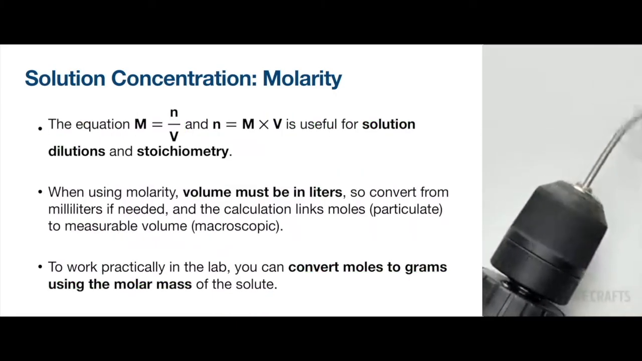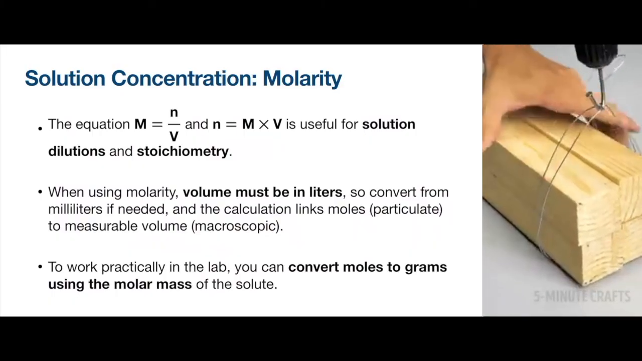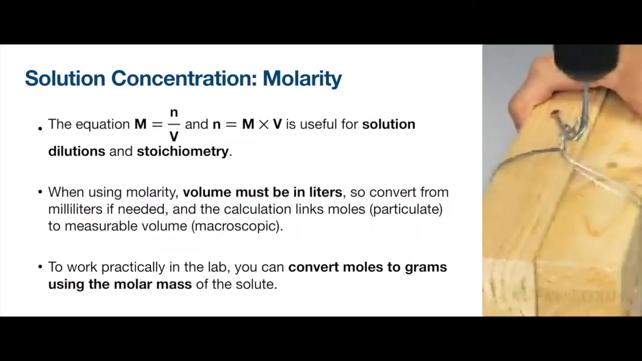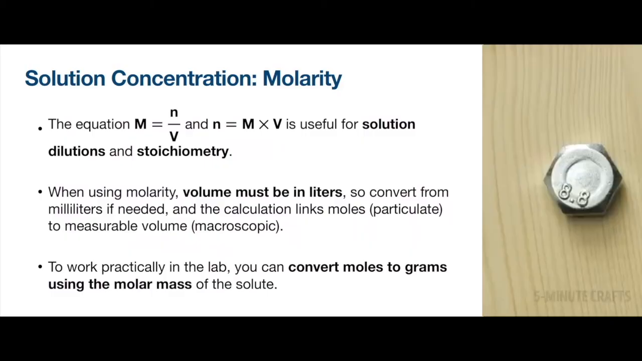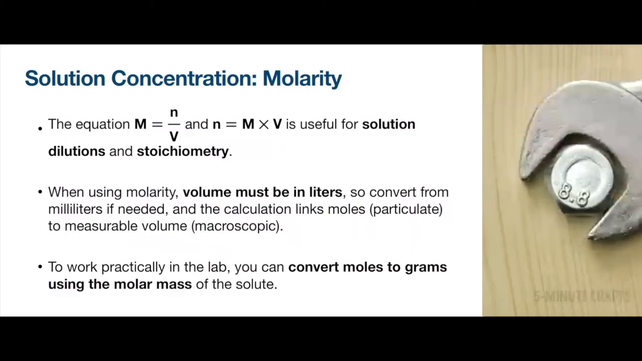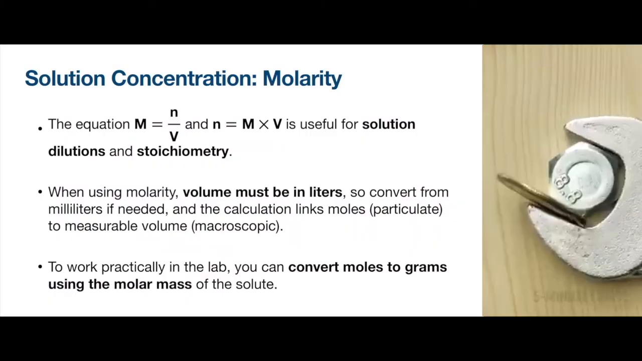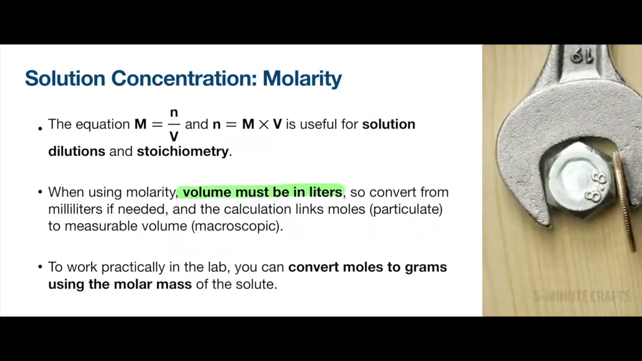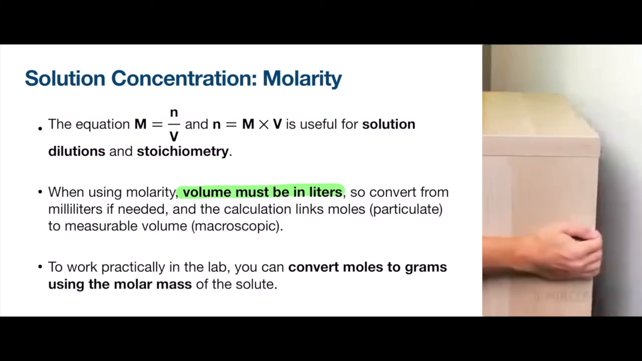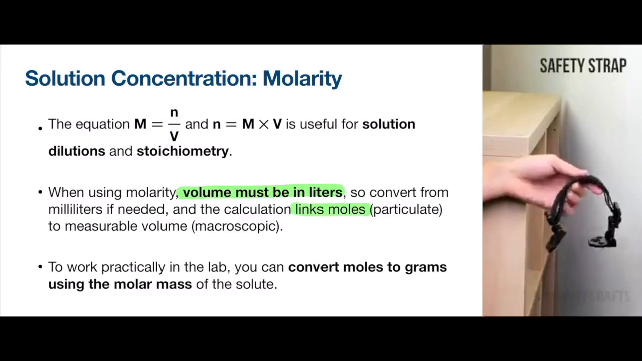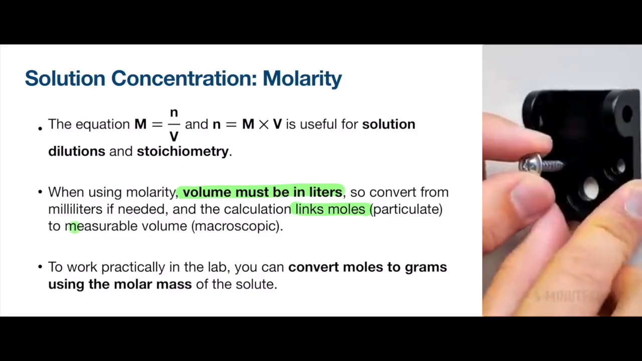The equations M equals n over V and n equals M times V are useful for solution dilutions and stoichiometry. We will use these equations repeatedly later on, especially when dealing with solution-dilution problems and solution stoichiometry. Also, one important reminder is that volume must always be in liters, not milliliters. This calculation connects a microscopic quantity, which is our moles, to a macroscopic quantity that we can measure in the lab, which is the volume.